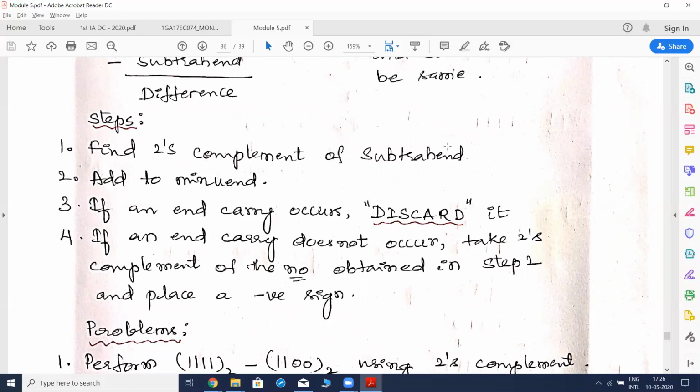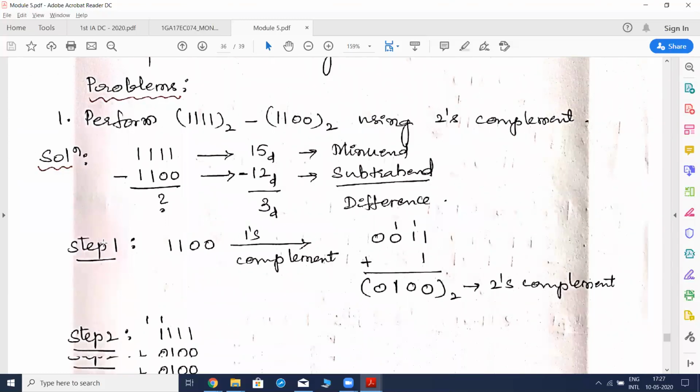Okay, strictly speaking, there are only 3 steps over here. The first one is the two's complement of the subtrahend, the second one is addition to the minuend. Based on the result, we perform either step 3 or step 4. If carry is generated, just discard it and stop there. If carry is not generated, then we must take the two's complement of the result obtained in step 2 and place the negative sign. Okay, now let us solve problems related to two's complement subtraction.